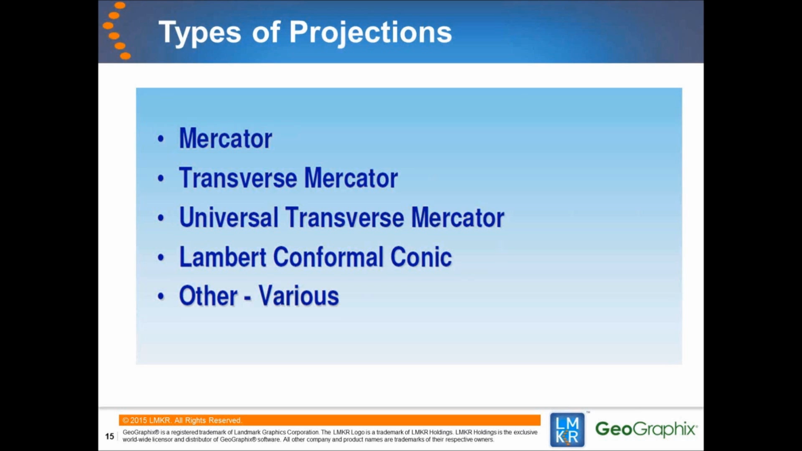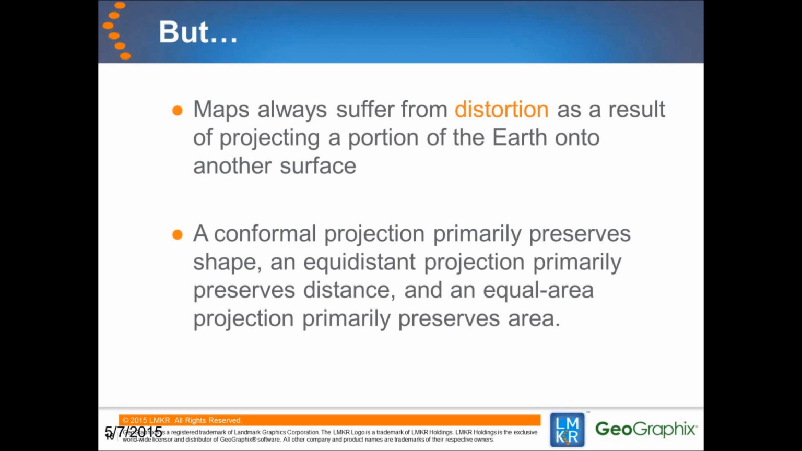So different types of projections, we went over that. Maps always suffer from distortion. Always sort of remember that. A conformal projection primarily preserves shape, an equidistant projection primarily preserves distance, and an equal area projection primarily preserves area. Conformal projections like the conic projection preserve shape, for instance.